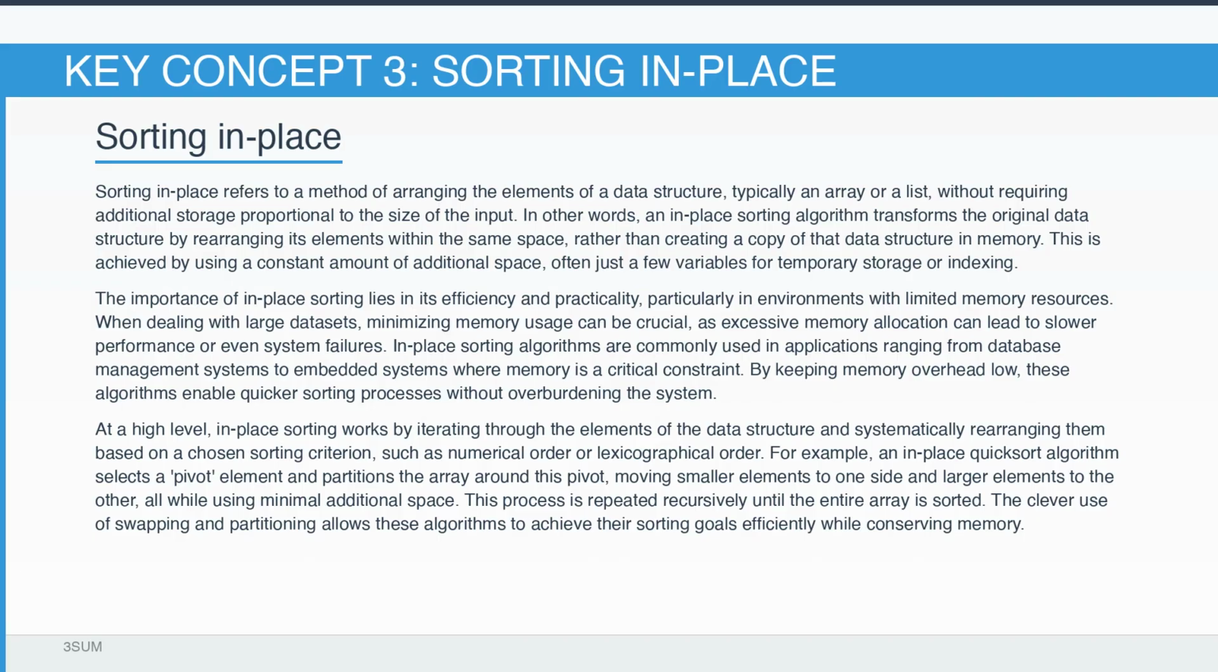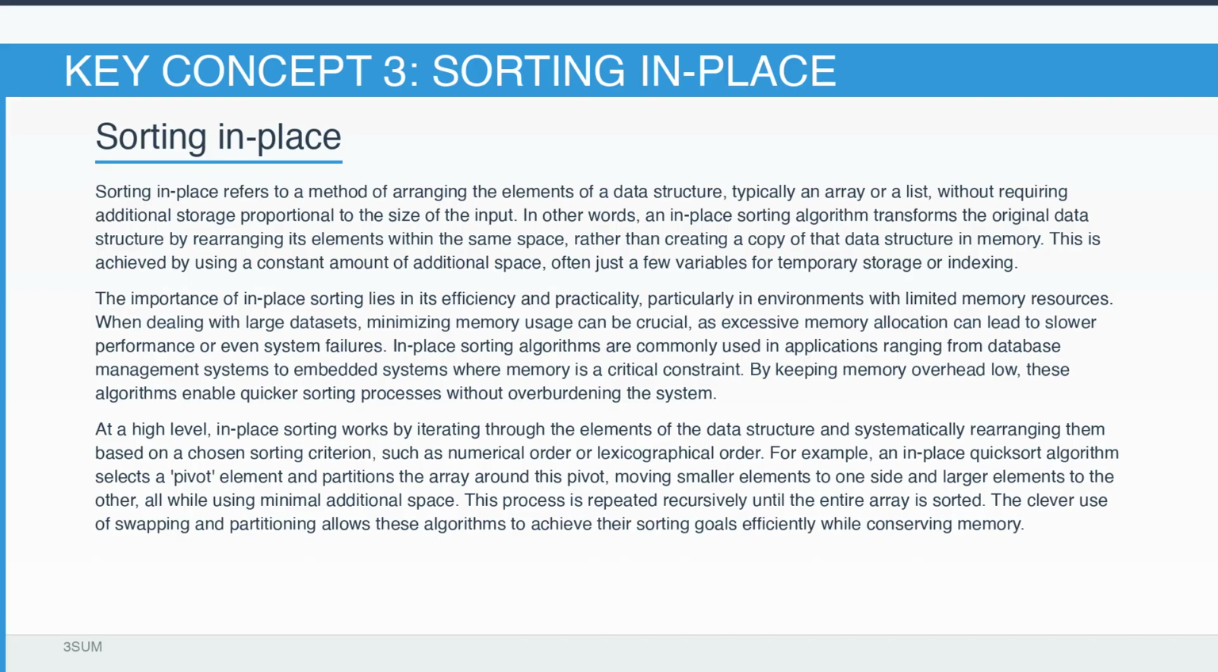For instance, if we're sorting data on devices with limited memory, excessive memory use can slow down performance or even cause crashes. In-place sorting algorithms are essential in such environments, supporting tasks in everything from database management to embedded systems. At a high level, in-place sorting involves iterating through the elements and rearranging them according to a sorting criterion, like size or alphabetical order. Take quicksort, for example.